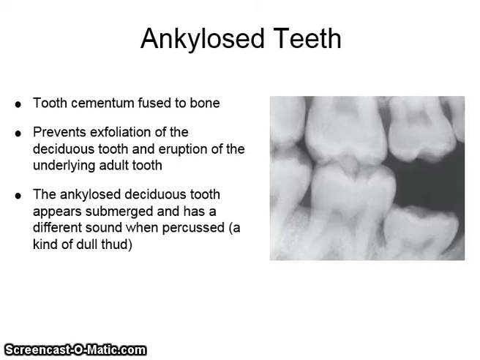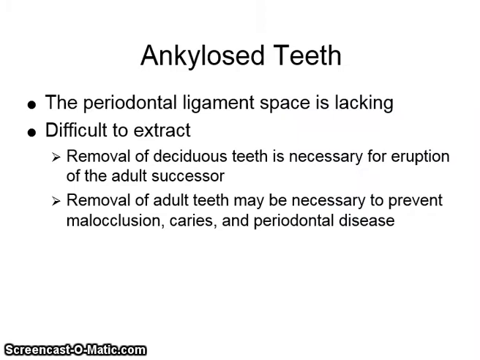Ankylosed teeth are where the cementum is fused to the bone. It prevents exfoliation of the deciduous tooth and eruption of the underlying adult tooth. An ankylosed deciduous tooth appears submerged and has a different sound when percussed. It has a kind of dull thud, and you can see how it appears submerged. In ankylosed teeth, the periodontal ligament space is lacking. They are difficult to extract.